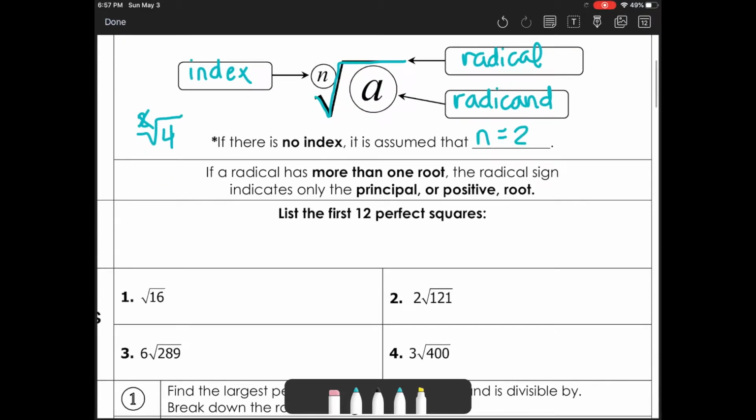Now, if the radical has more than one root, the radical sign indicates only the principal or positive root. For example, two numbers are square roots of 4, 2 and negative 2. So when they ask you for the square root of 4, how are you supposed to know what answer to put down? If you only have the radical sign by itself, they want the positive number. If they're looking for the negative number, they will put it out front of the radical sign like this. The negative square root of 4 is negative 2. So for all intents and purposes on this paper doing square roots, you are going to have positive answers.